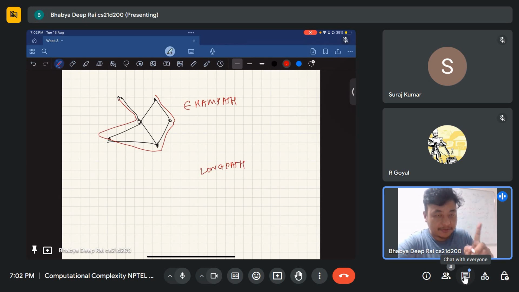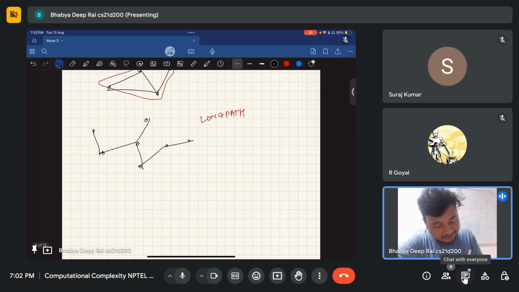Okay, long path has two inputs. One is the graph itself, G, and a k value, k. Say this is the graph G, and let's say k equals 3.